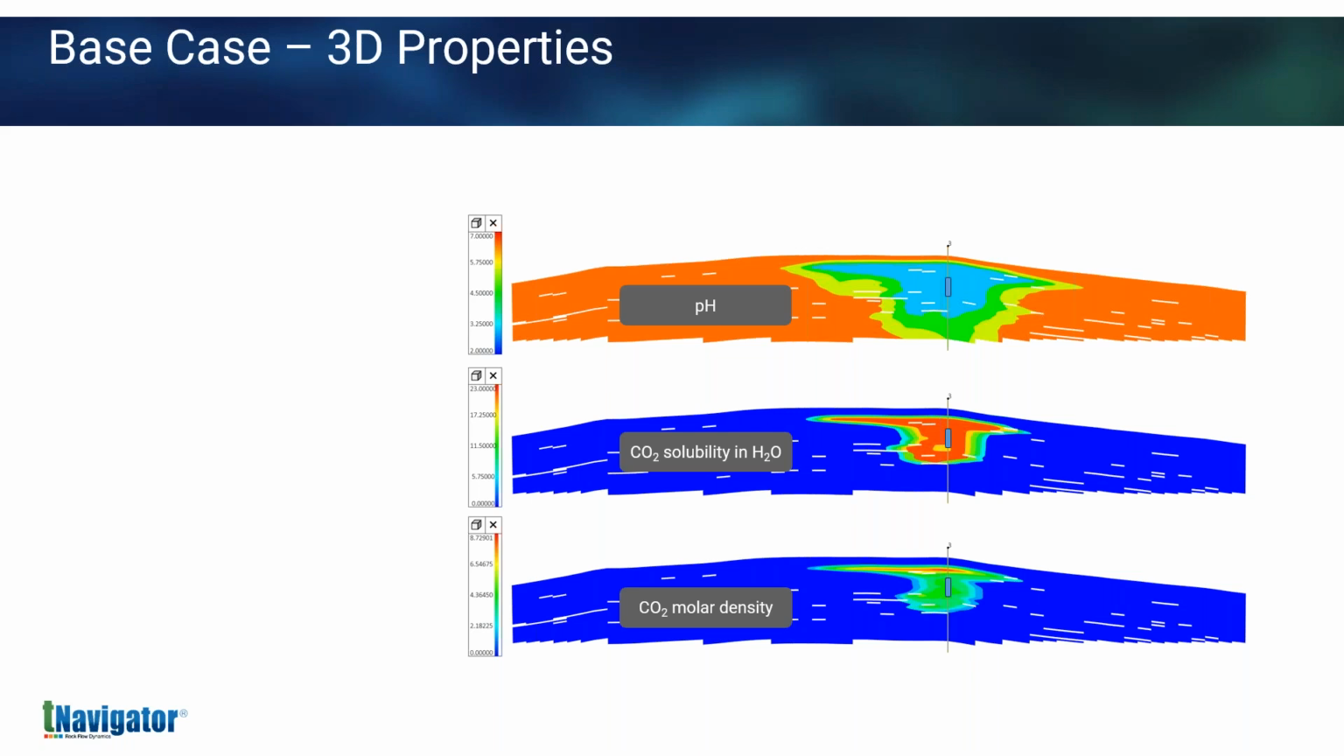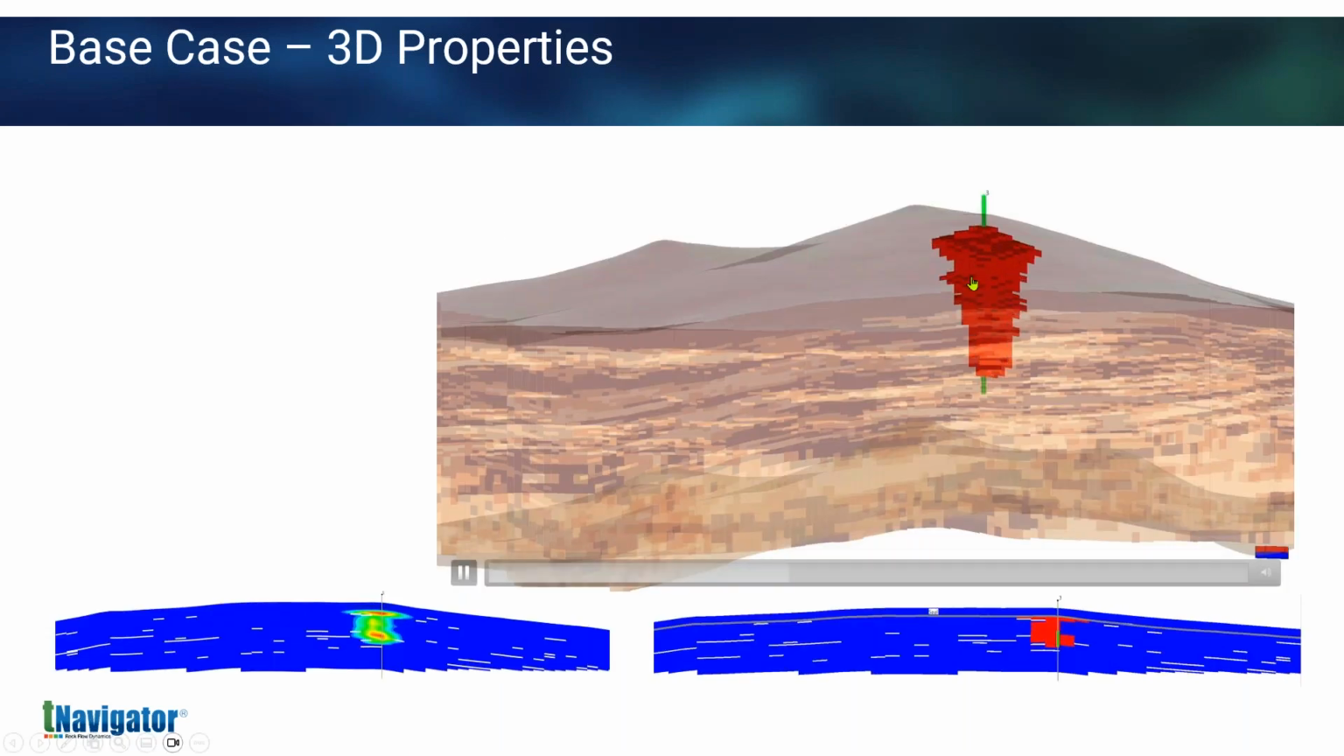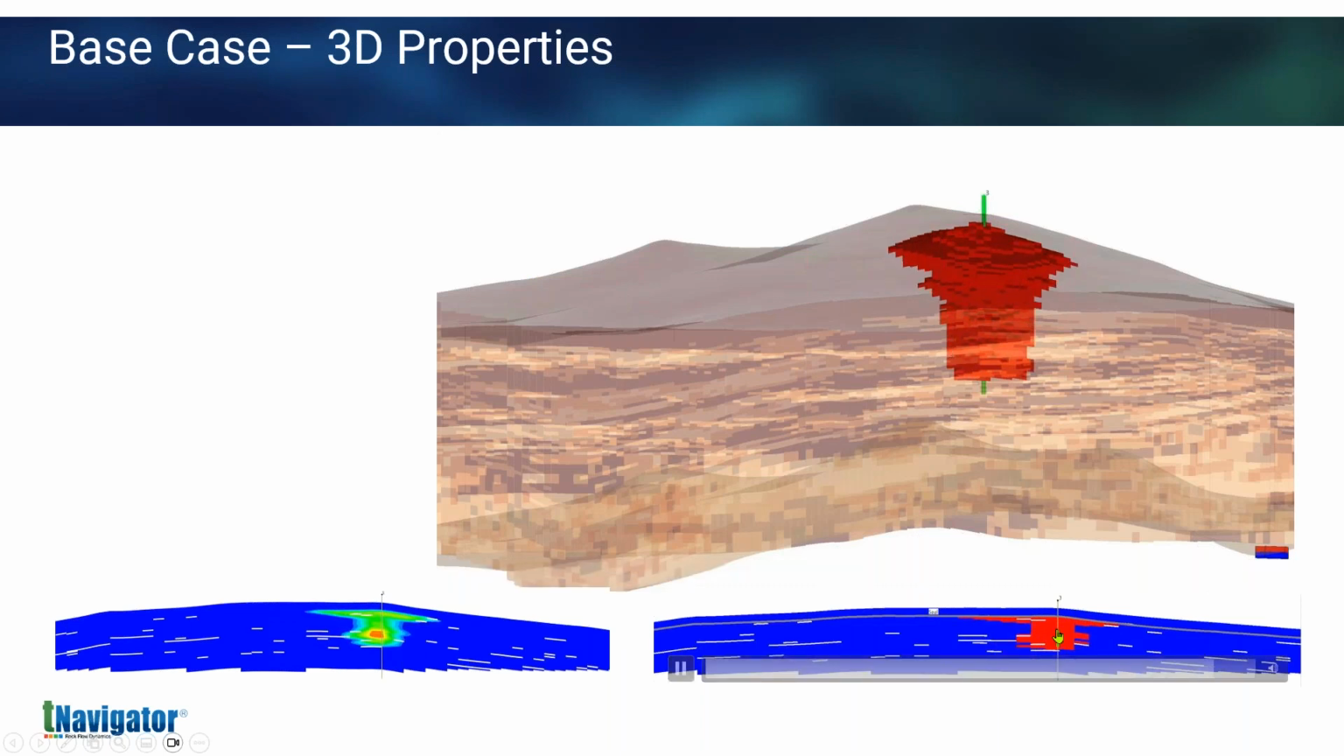Well, bear in mind, this is still just the base case. So again, looking at the base case, we can generate a filter property based on either molar density of CO2 or gas saturation, or however you want to look at it. And with that filter, so I can just repeat this. With that filter that you can see here, we can get a 3D visualization of the plume. We can get a 2D visualization of the same property.